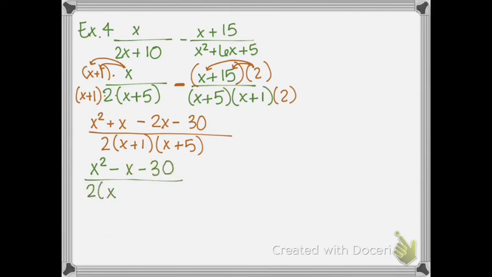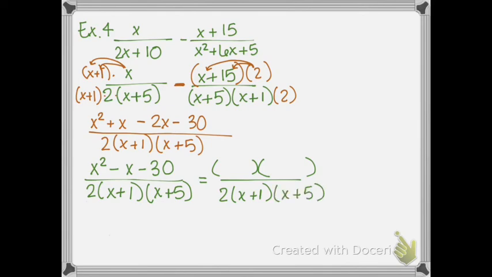Woo! Is this hard work? Yeah, dog. Can you do it? Sure can. It's good for you. Work hard. Okay, last 2 amazing steps. Factor and cancel. Factor the numerator. We get x minus 6, x plus 5. These cancel. We're left with x minus 6, 2, and then x plus 1.